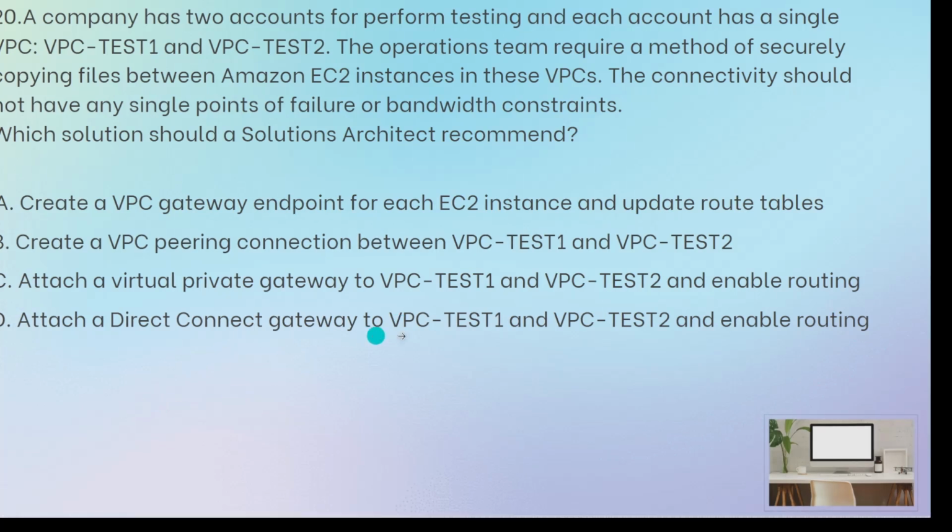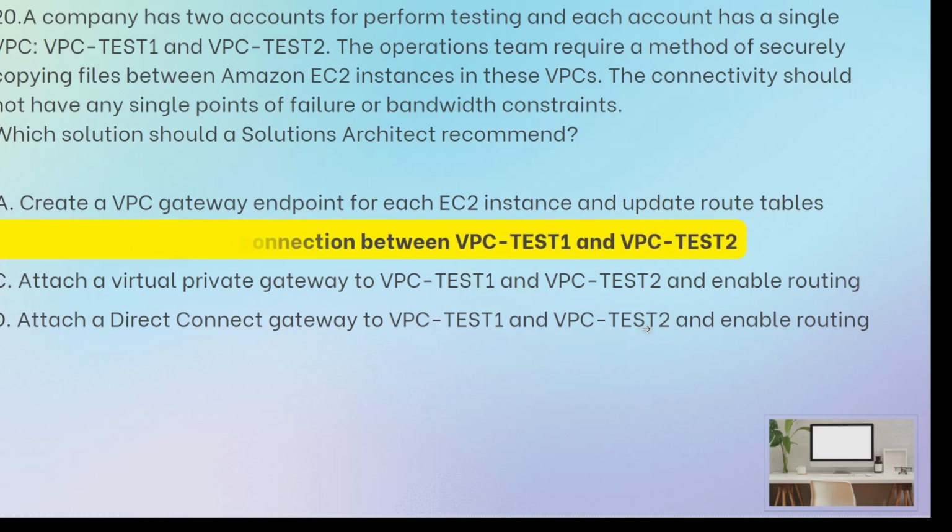Attach a direct connect gateway and enable routing between these two VPCs. This is also incorrect because direct connect gateway connects a direct connect connection to multiple VPCs. It is not useful in this scenario as there is no direct connect connection. Direct connect gateway is used when you are using a direct connect connection. But here there is no such thing that there is already a direct connect connection. So there is no point to use this in this scenario. VPC peering is the correct answer.